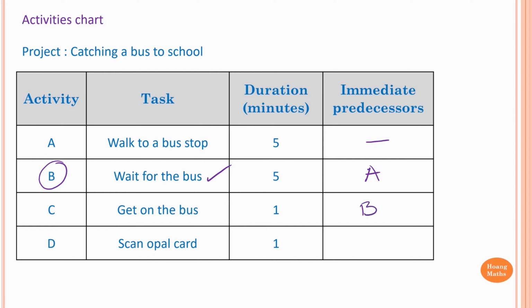The last task is to scan Opal card. Before you can scan Opal card, of course, you need to get on the bus first. In other words, you need to complete activity C before you can begin activity D. So we just write C here. C is the prerequisite of D, if you like.